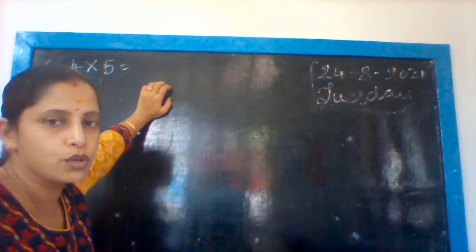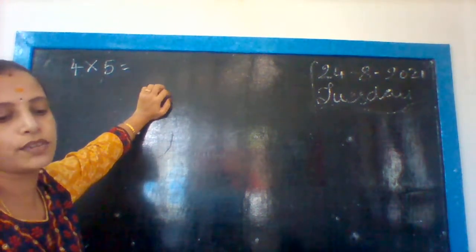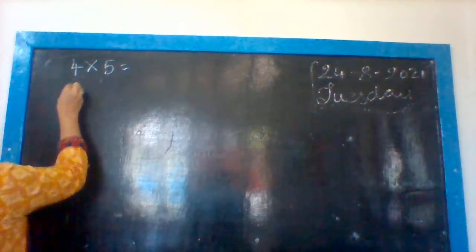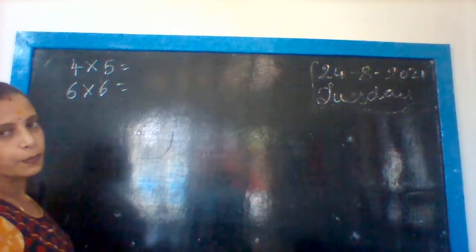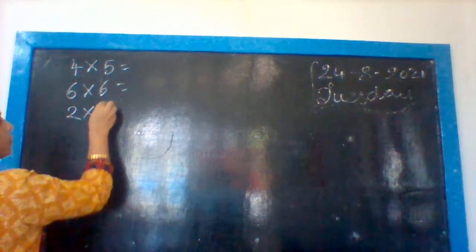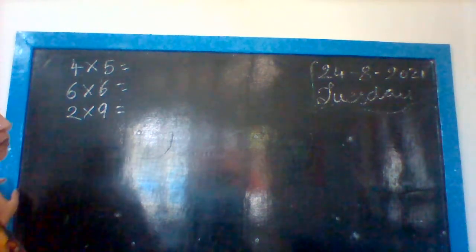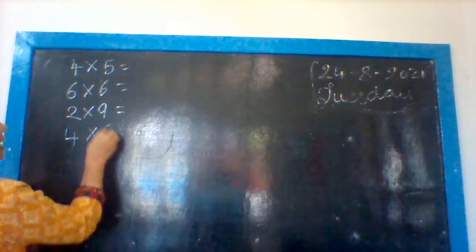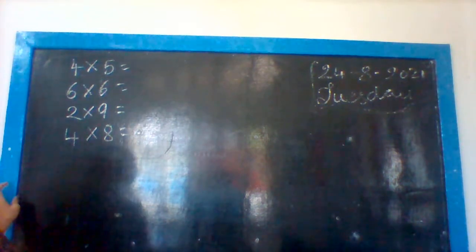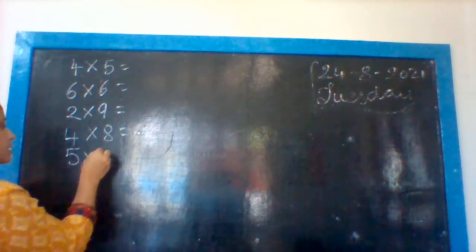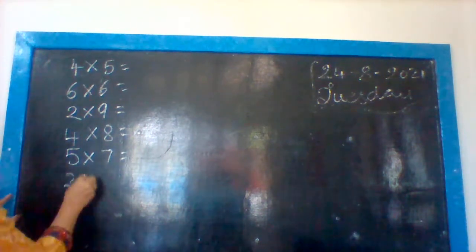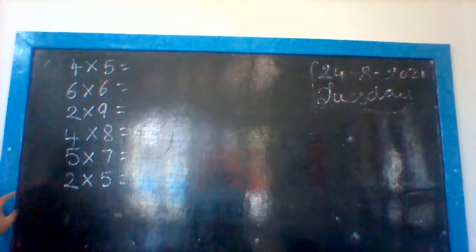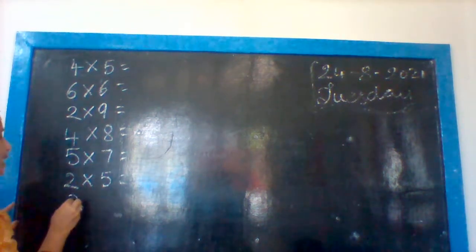You know the tables, no? So you should write the answer. First one is four fives up. Next, six sixes. Next, two nines. Next, four eights. Next, five sevens. Next, two fives. Next, three sixes.